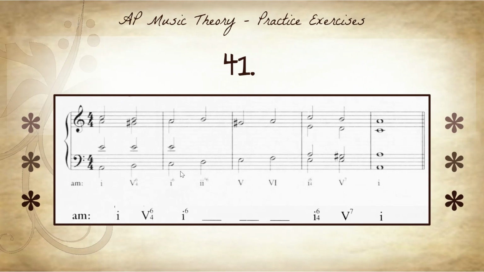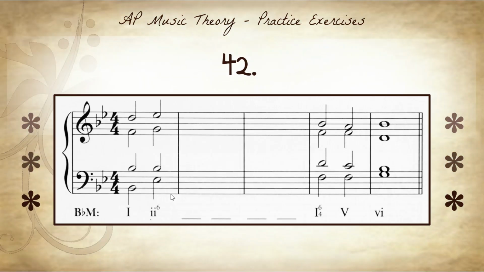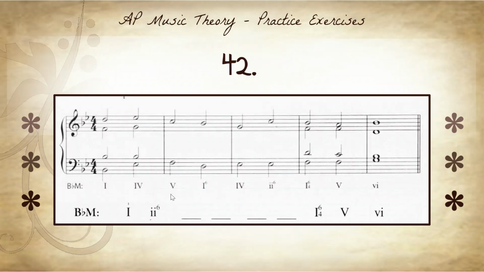A good note is that any time that we have mi in the bass, it is always a first inversion tonic chord. 42. And here's the answer. Once again, we can see the mi in the bass, which is the major form of me, and that means that we have a tonic in first inversion, this time in major.